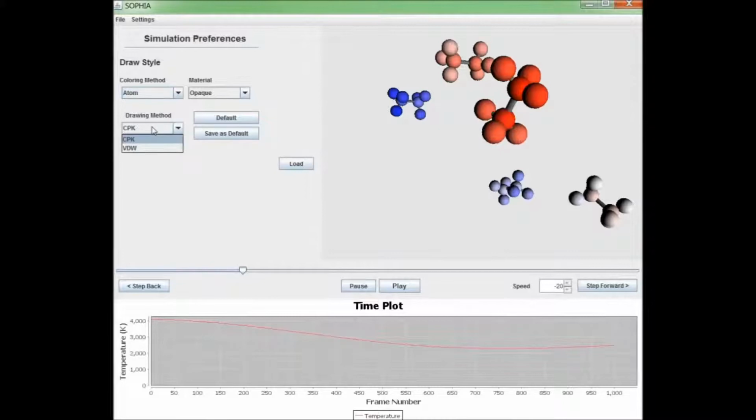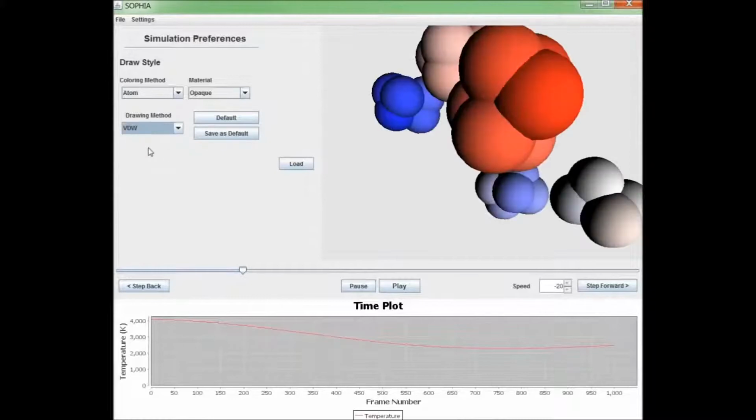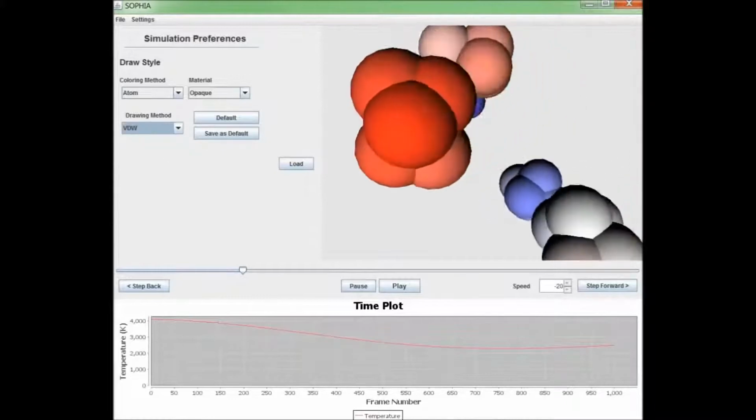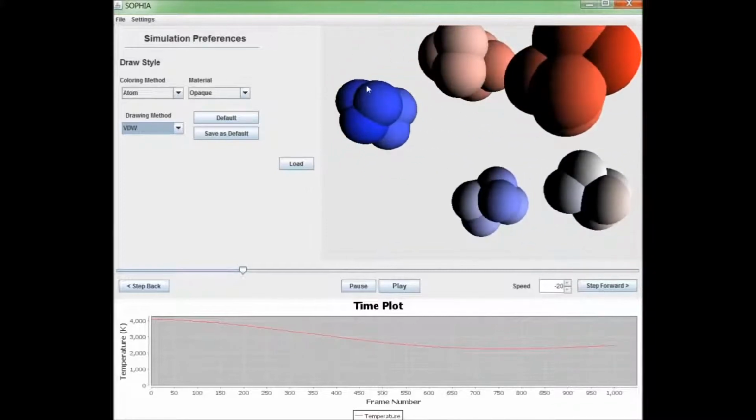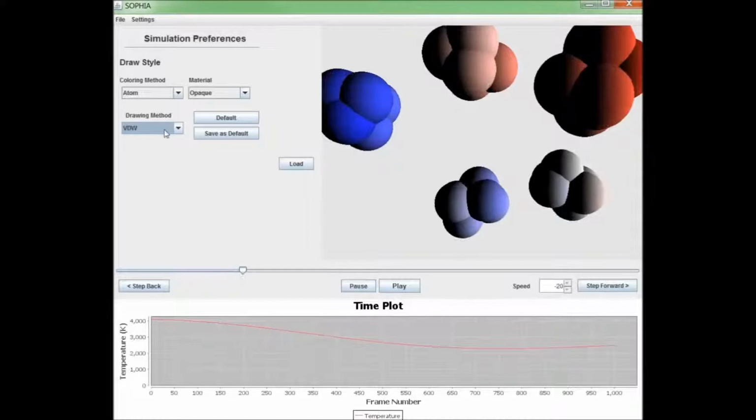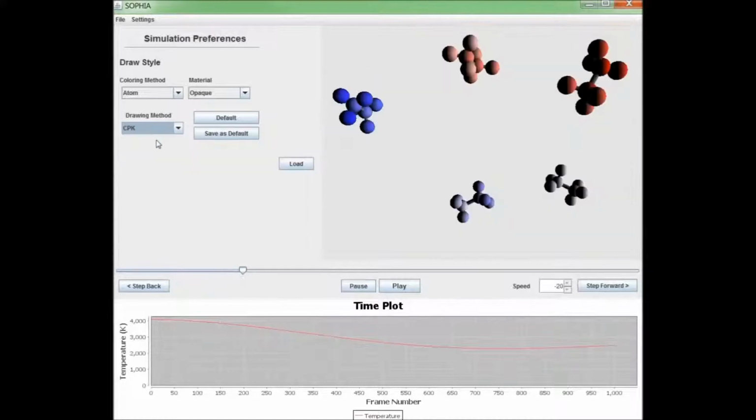We also have multiple methods of actually representing these atoms. The CPK method is the typical ball and stick model that you sometimes see. However, the VDW method is a bit closer to the actual representation of what the atom would look like, though it can be a bit harder to distinguish.